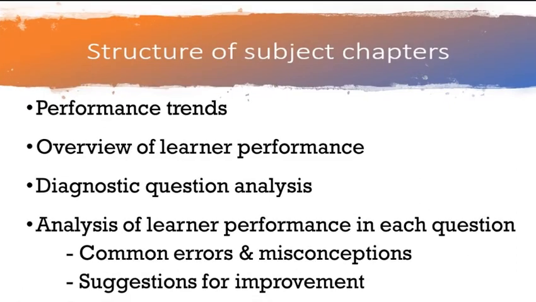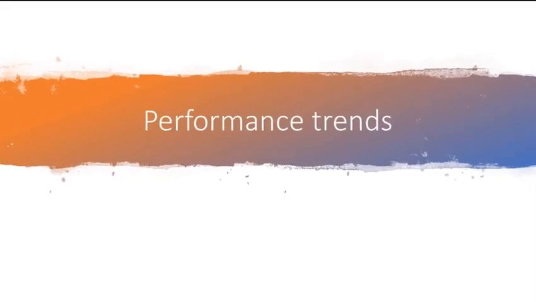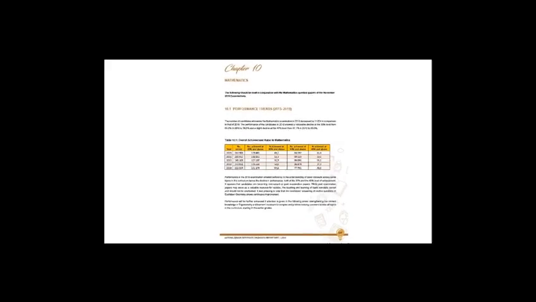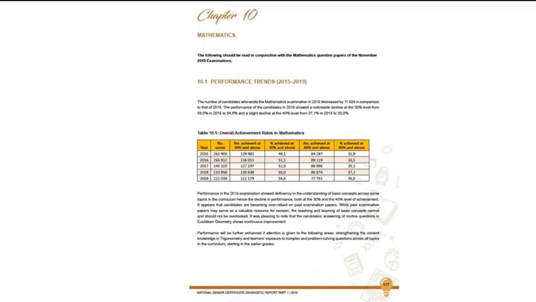We will now move to consider the structure of the subject chapters in the diagnostic report and how they should be used. The first section under each subject covers performance trends. We will use mathematics, that is chapter 10, as an example. The chapter for each subject commences with a section that presents comparative data on the performance trends observed over a 5-year period in the subject.